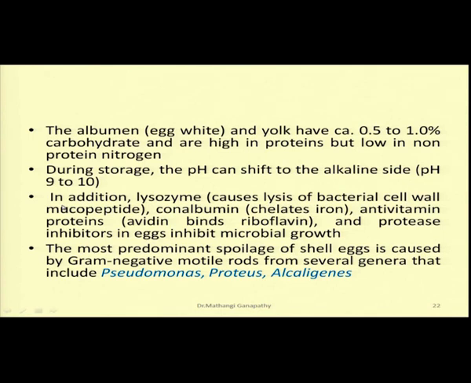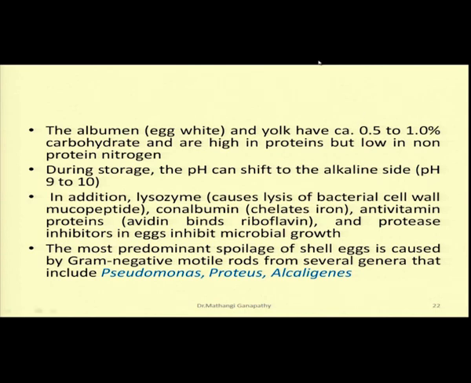In addition, egg has lysozyme, the enzyme. This lysozyme normally causes the lysis of the bacterial cell wall and the mucopeptide. The conalbumin chelates the iron, antivitamin proteins, for example avidin, bind to riboflavin, and protease inhibitors in the eggs normally will prevent microbial growth. So, raw egg naturally has components which can prevent microbial growth.